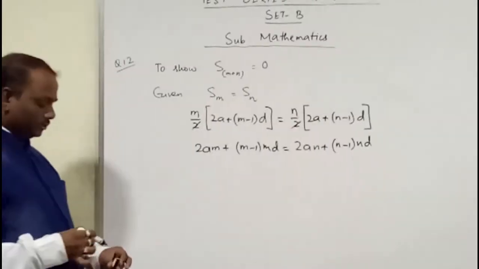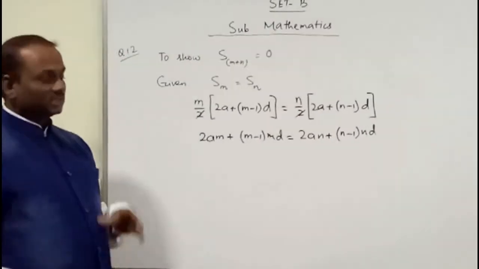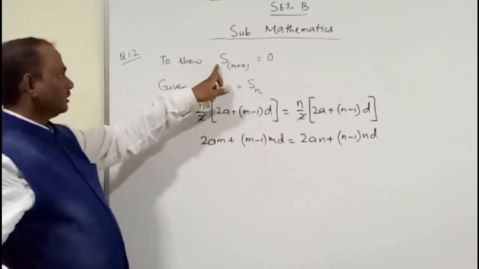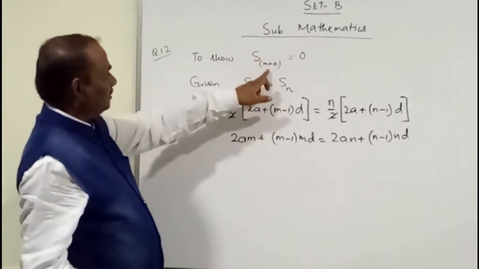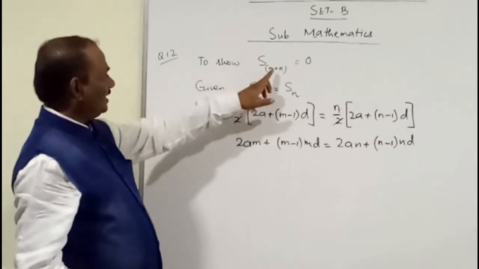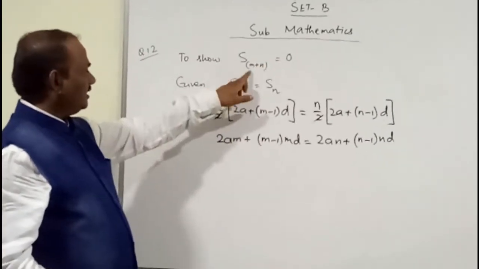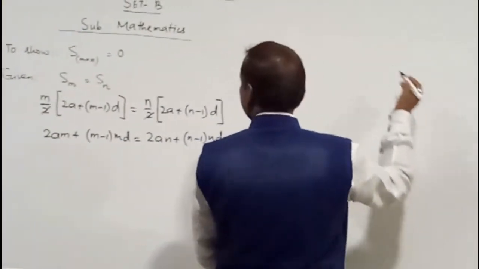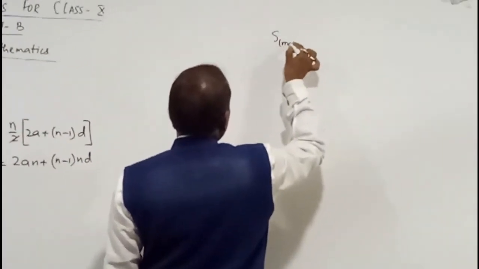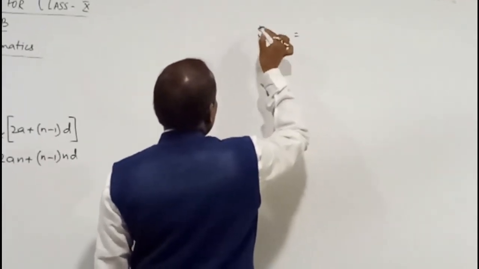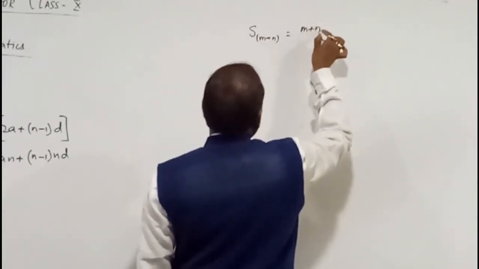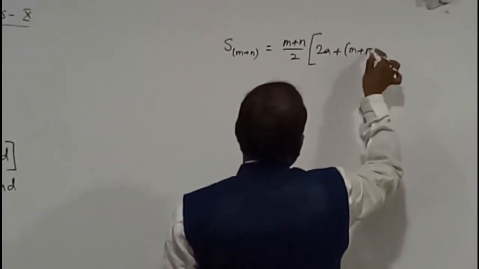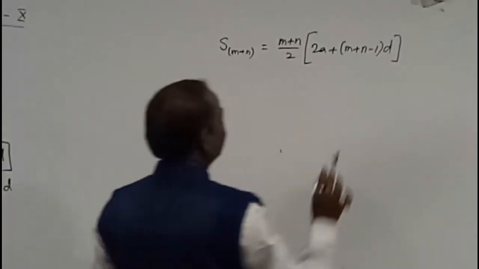Now, as I told you, you need to establish a relation between the variables involved to come to a conclusion. The conclusion that we want to come to is that the sum of m plus n is 0. So if we need to find the sum of m plus n, I take this particular part of the board, S of m plus n. If I apply the formula properly, I get m plus n by 2 into 2a plus m plus n minus 1 into d. I have just applied the formula.